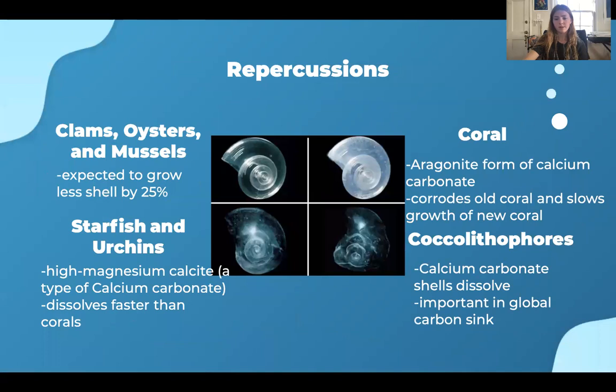So like I was talking about the calcium carbonate before, organisms like clams, oysters, and mussels, and the other organisms on this page use calcium carbonate in their life processes. And so clams, oysters, and mussels are expected to grow less shell by 25%, which is a significant amount. Coccolithophores and coral, starfish, and urchins are also highly affected.